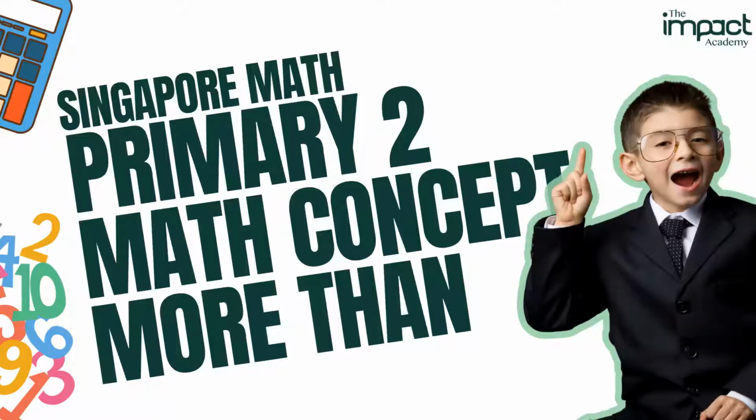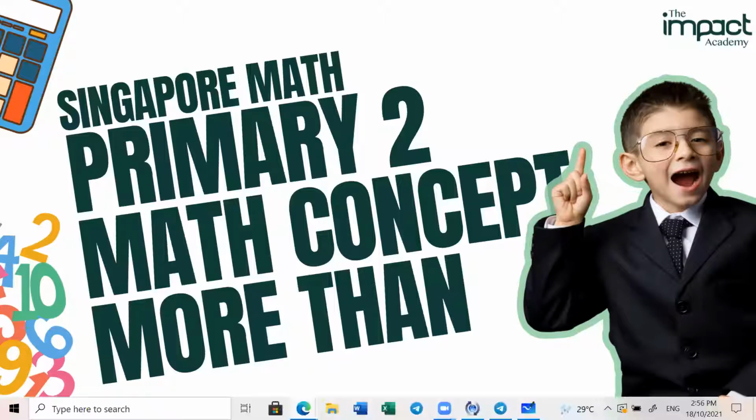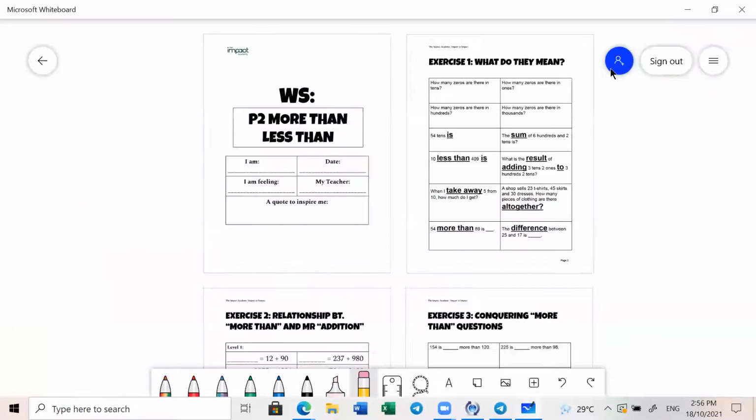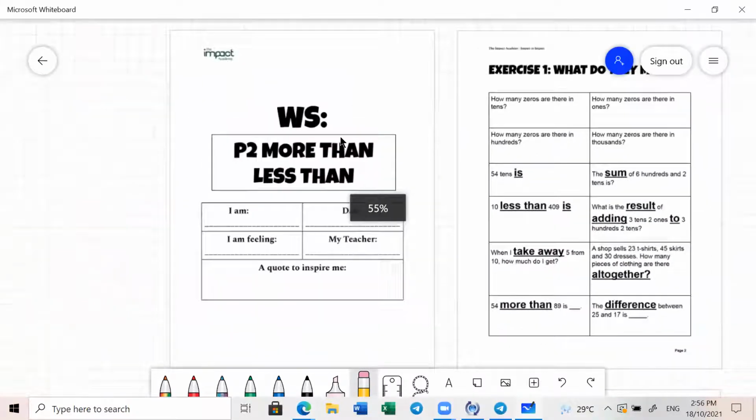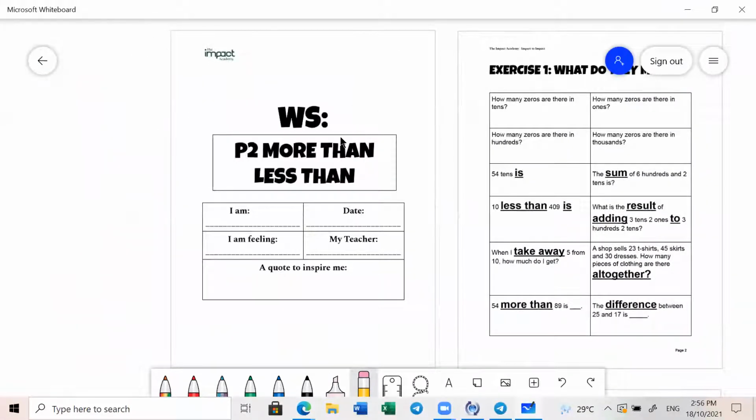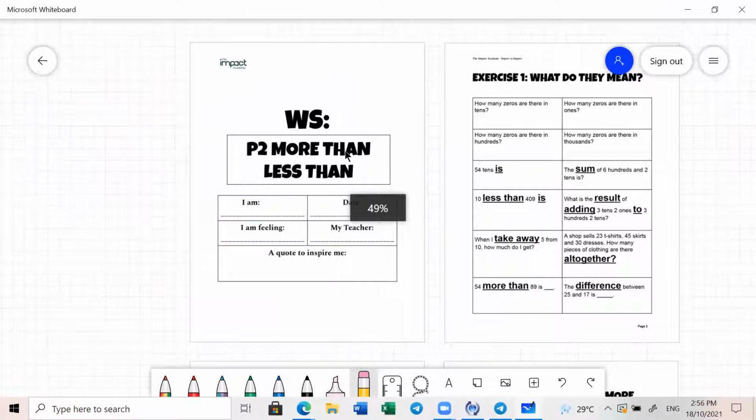Okay, so do me a favor, take out your P2 worksheet, topic: more than, less than. Let me show you the cover page. As you can see over here, it looks something like that. You should have it in your math file or maybe even your homework file, okay? So go and look for it. You can pause the video right now and I'll wait for you to come back. And once you have your paper, you can resume the video.